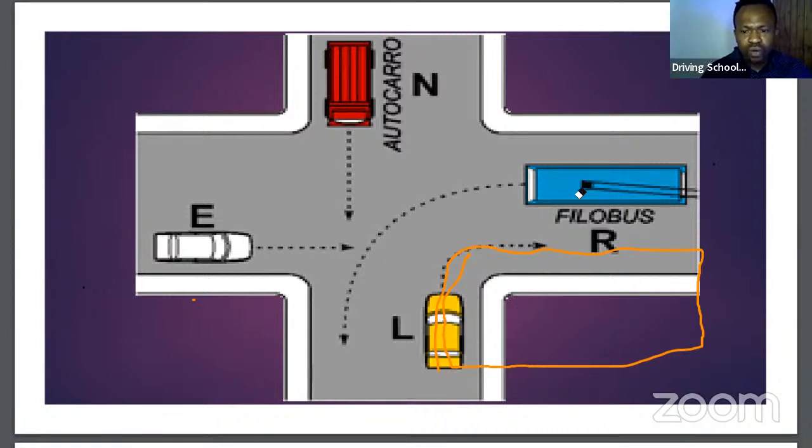But if you look at vehicle R, you can see that vehicle R is having these two vehicles at its right hand. You understand? Now, vehicle N is having this vehicle at its right hand, which is vehicle E. And vehicle E is having vehicle L at its right hand. I believe, please, just let me know at the comment section if you are following. It's very important. I believe we're understanding the explanation.